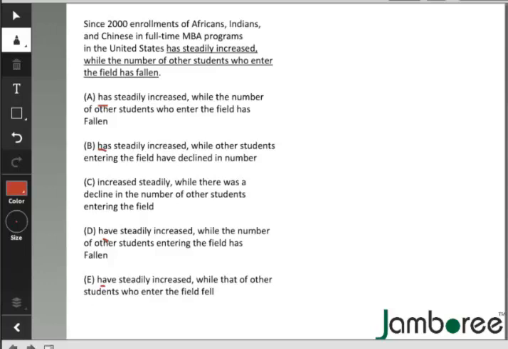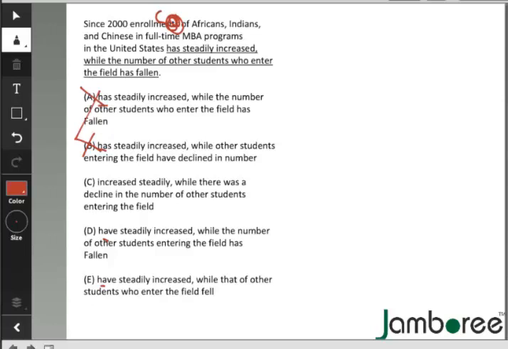Okay, let's do this, right? So you see has, have. What is it talking about? Since 2000, enrollments, plural, of Africans in full-time programs. So enrollments, more than one enrollment, right? So you don't need has. You have to look at have, and increase can be either singular or plural, so we are not eliminating it right now.